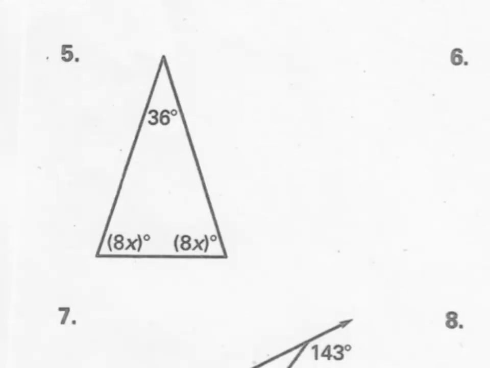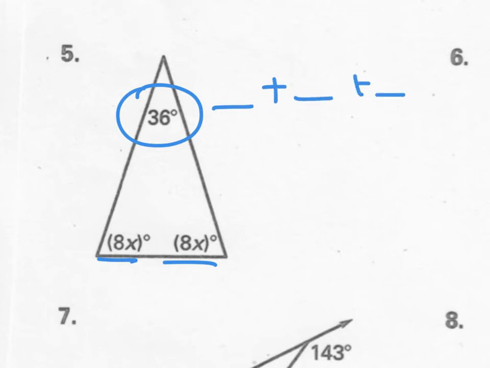Okay, number 5. We know that this top angle is 36. And these base angles down here are each 8x, so they're equal to each other. And again, let's set up an equation where all 3 of those angles, angle what plus angle what plus angle what, equals 180 degrees. Combine your like terms and solve for x.